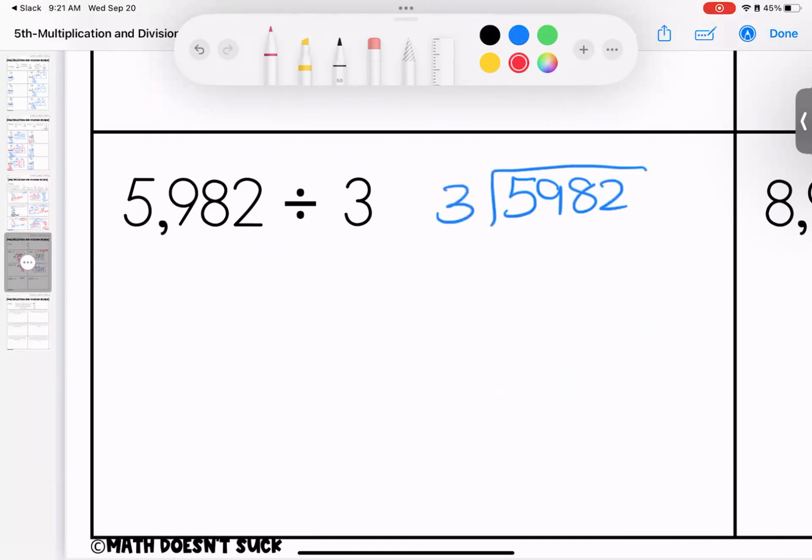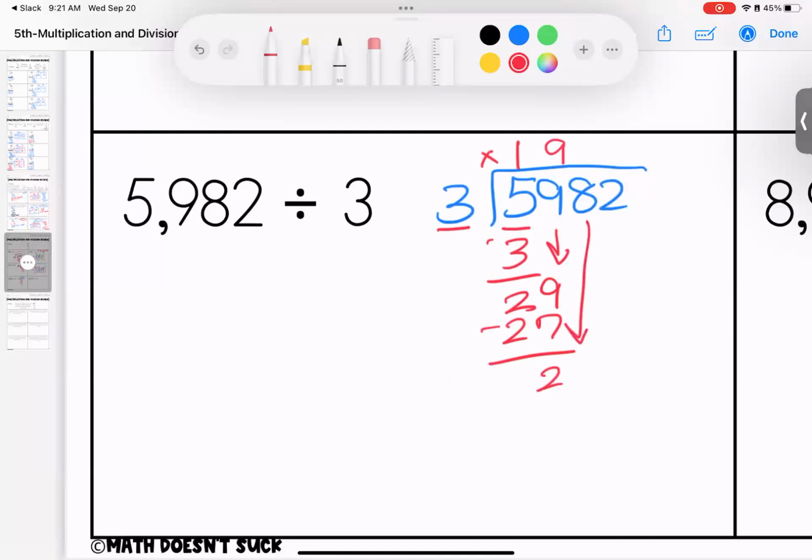5,982 divided by 3. How many groups of 3 can I take out of 5? 1, because 1 times 3 is 3. Subtract. 5 minus 3 is 2. Bring it down. How many groups can I take this time? 9, because 9 times 3 is 27. Subtract. 29 minus 27 is 2. Bring it down. How many groups can I take this time? Still the same fact, 9, which we said was 27, which leaves us with 1.